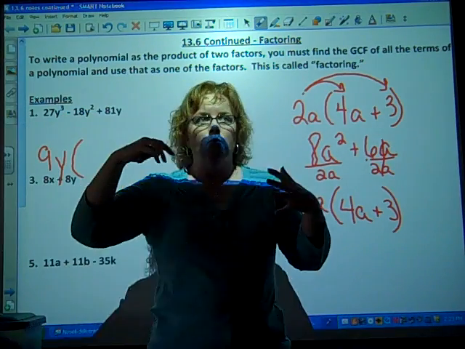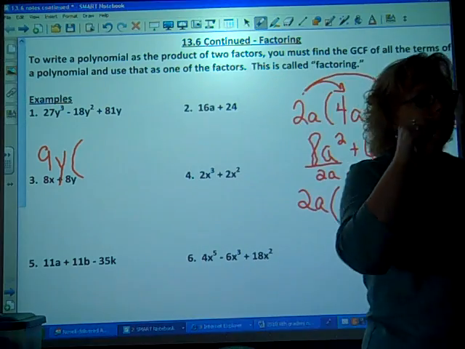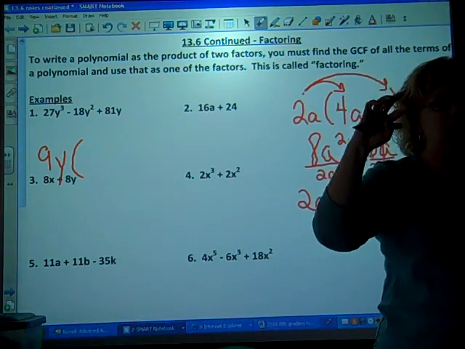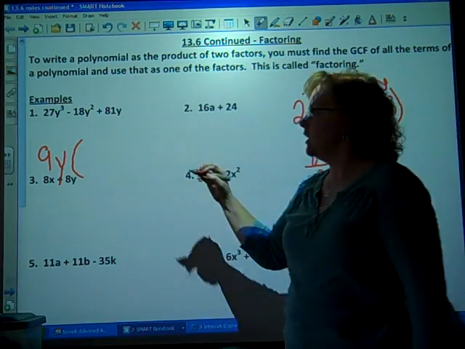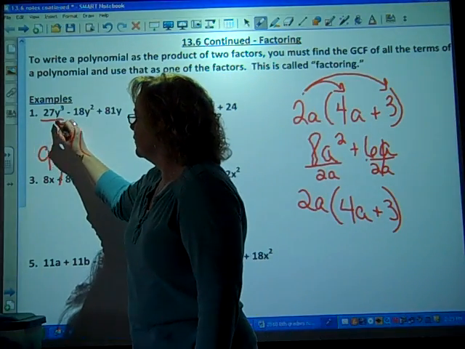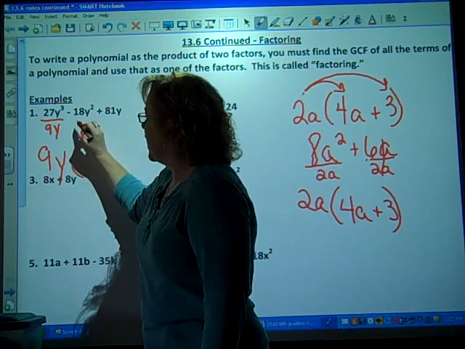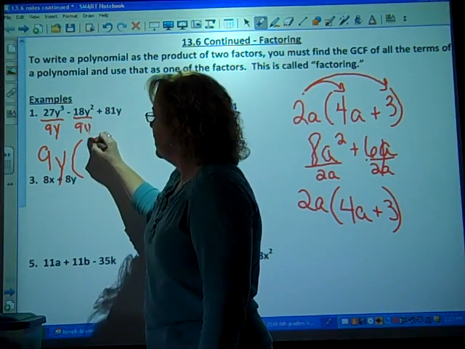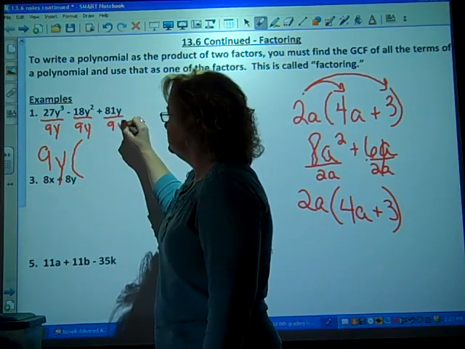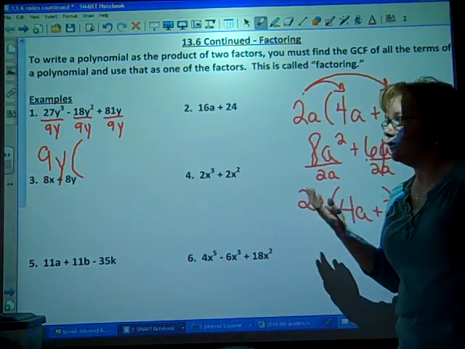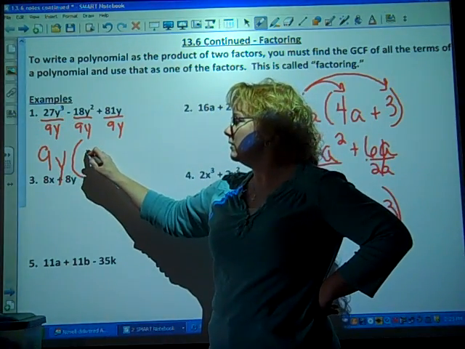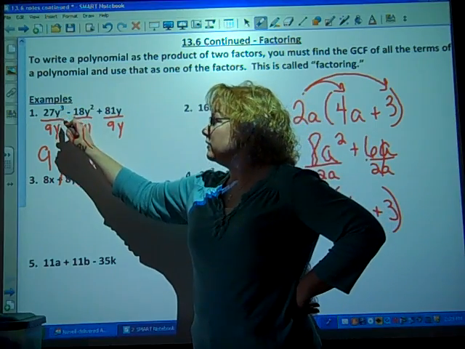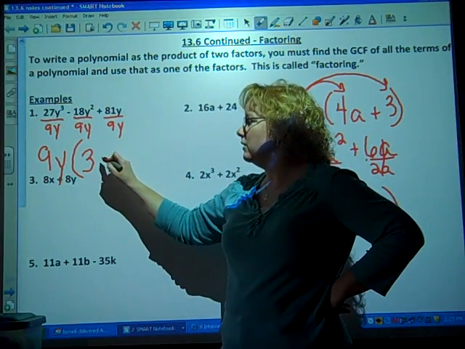Now when you get better at this, you're not going to have to show this division, but for the sake of just learning it, it's probably going to be a good idea to actually come up here and physically write 9y under each of these terms. And then I'm going to do the division. Well, what is 27 divided by 9? 3. And what's y to the third divided by y?